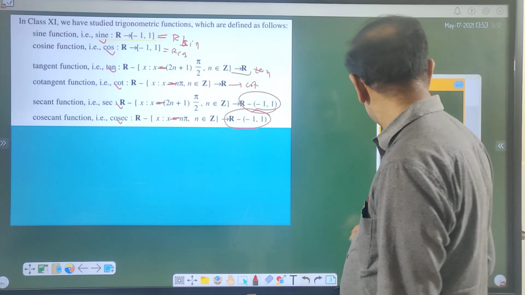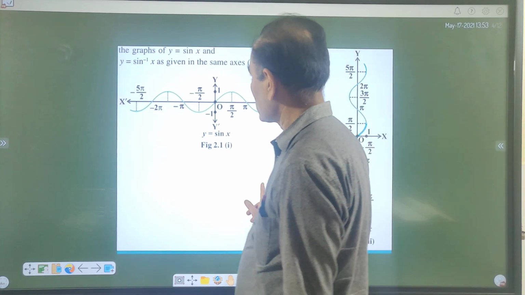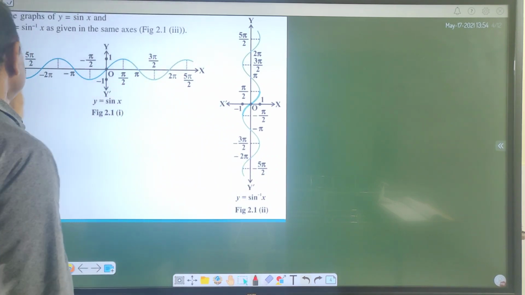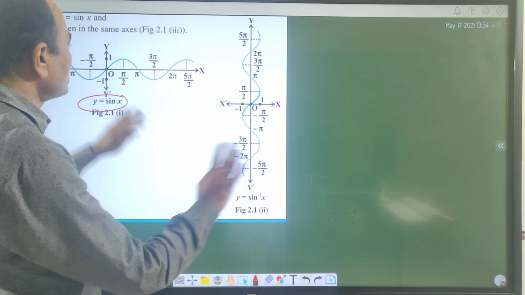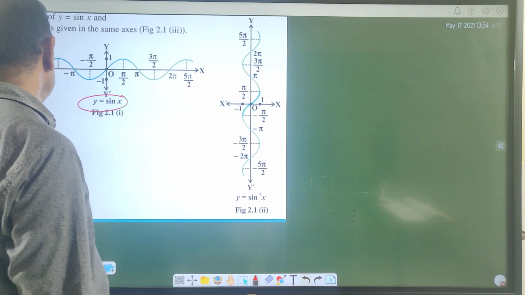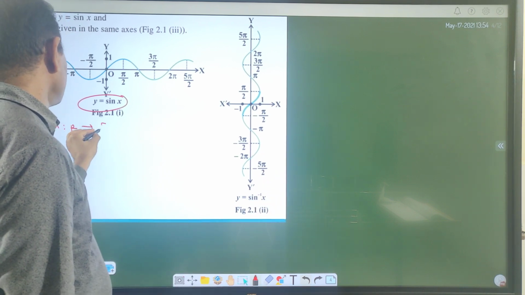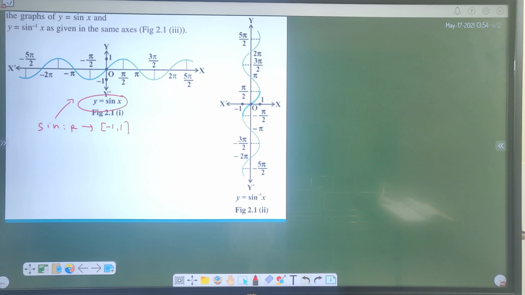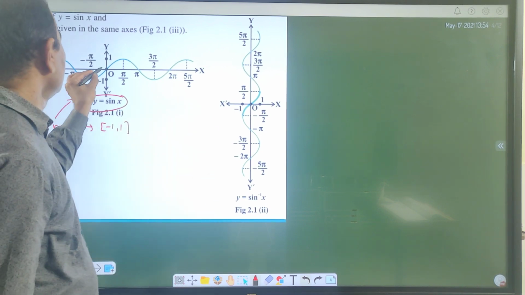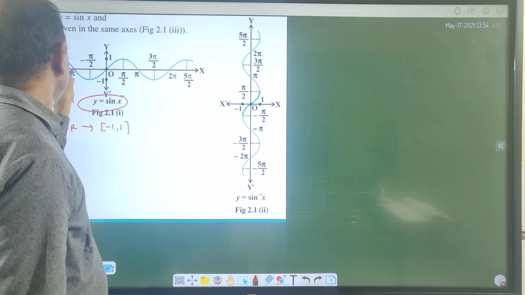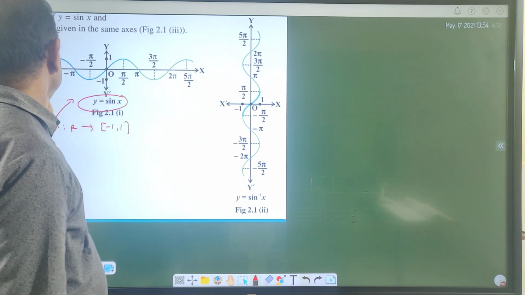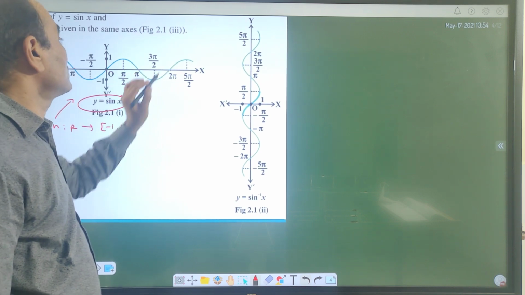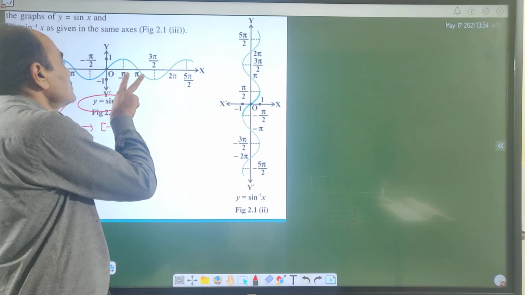Let's see here. All of you please see here. This is the graph of y is equal to sine x. In general, the graph is given to us, that is sine from R to the closed interval -1 to 1. Clear? But this function is not 1-1. Why? Sine 0 is 0, sine pi is 0, sine 2 pi is 0, sine minus 2 pi is also 0. So this function is not 1-1.